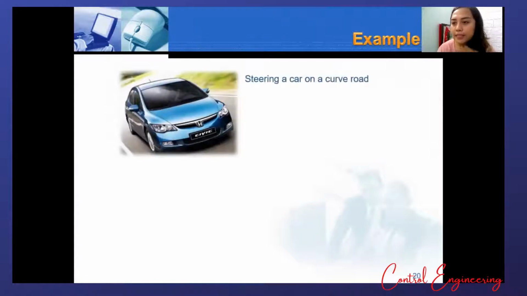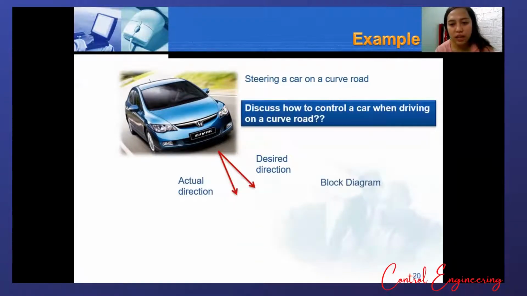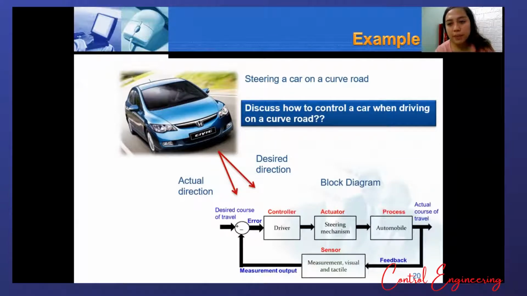Okay, so let's have an example. This is my example number 1, the steering of a car on a curved plane. So this is the desired direction, okay? Straight. But the actual direction ay medyo lumihis. So let's make it in a block diagram.